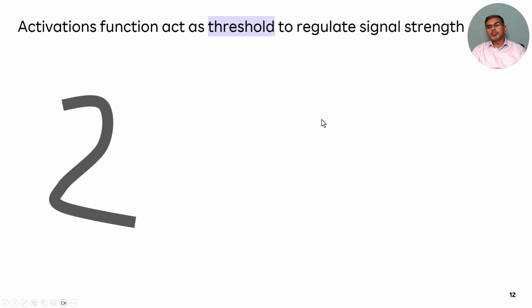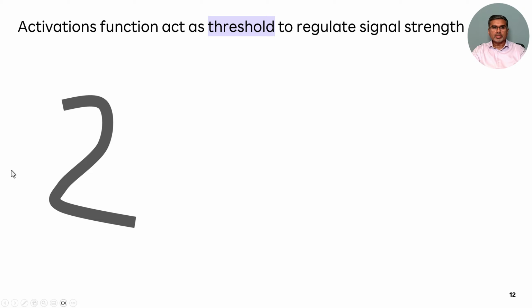Now let's look at another purpose of an activation function. It's called thresholding. So let's say the use case is to identify handwritten characters, or numbers. So this one, as a human brain, you can identify very quickly that it is the number 2. Now, how do I make the machine identify that it is a number 2?